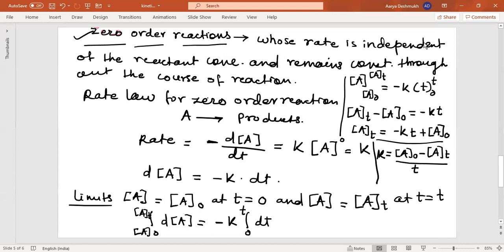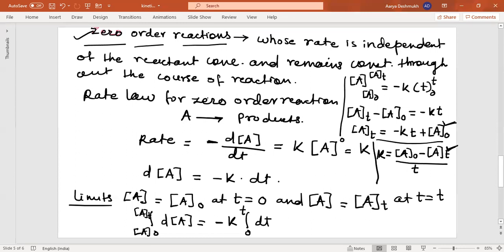Now these equations, the two which I marked with this sign, are the integrated rate law for the zero order reaction. So in this way, we can write the integrated rate law for the zero order reaction.